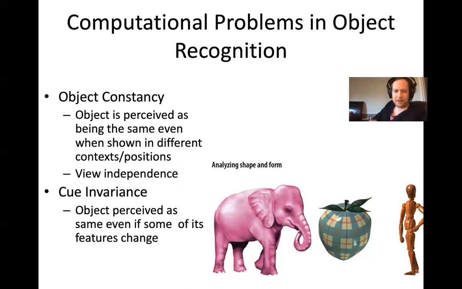So these terms are kind of similar. Object constancy is more about how the context or the orientation or position of an object changes, and you can still recognize the object even if that context or orientation changes. Cue invariants are those surface characteristics, those superficial features, that change, but you can still tell once again it's the same object. So in both cases, it's the idea that you can recognize that an object is the same, even though certain features, characteristics, or contextual elements are different. You can still tell it's the same object, just in a different position, or it's the same object with different superficial features.